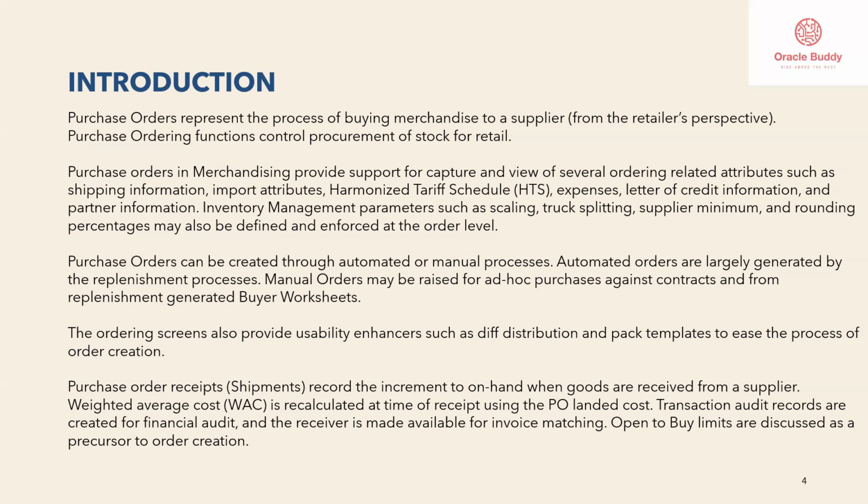The ordering screen can also provide usability enhancers such as diff distribution and pack templates to ease the process of order creation. Purchase order receipts record the increment to on hand when goods are received from the supplier. WAC is recalculated at the time of receipt using the PO landed cost. Transaction audit records are created by financial audit and the receiver is made available for invoice matching. Open to buy limits are discussed as a precursor of order creation.